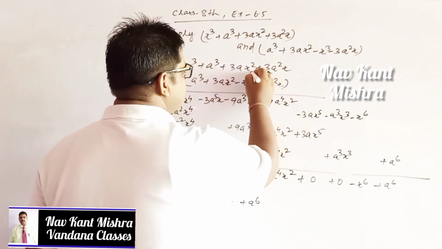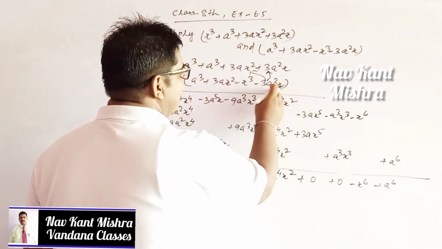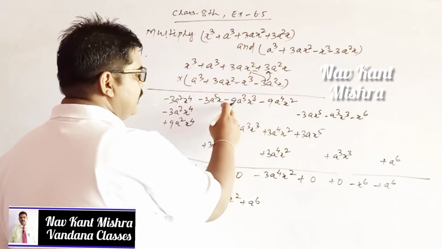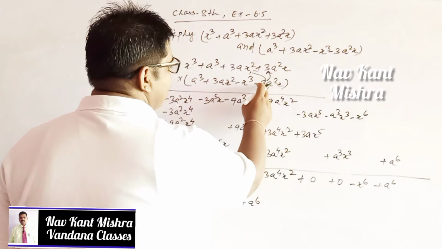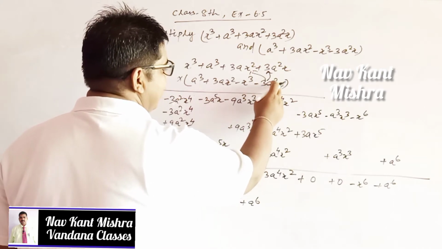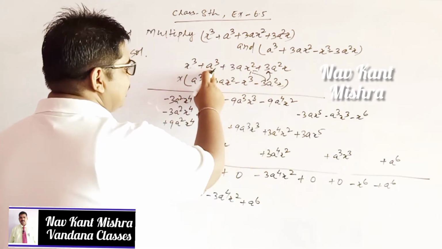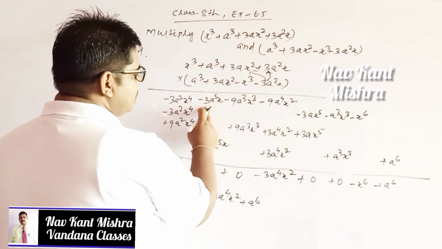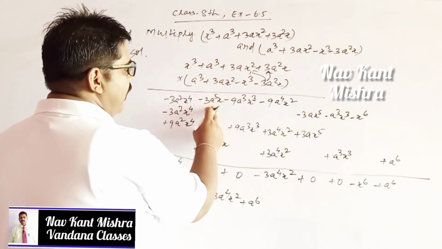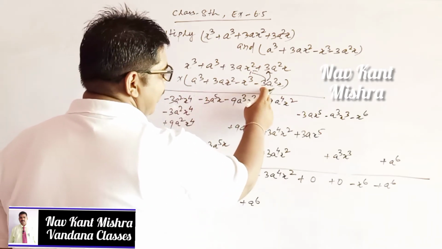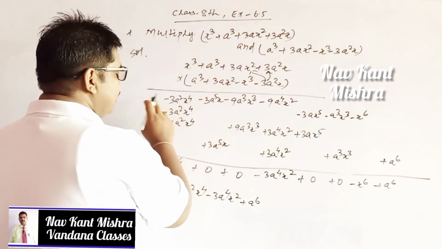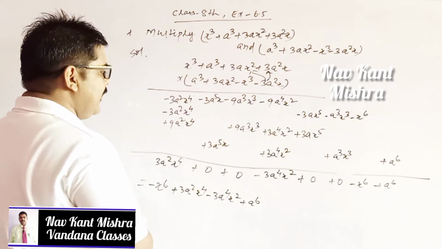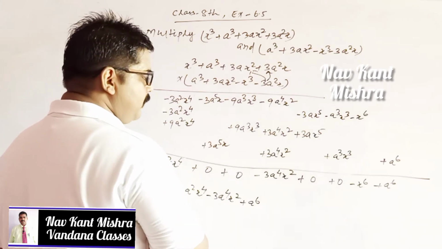Then you have to multiply minus 3a squared x by 3ax squared, then you get minus 9a cube x cube. When you multiply minus 3a squared x by a cube, you get minus 3a to the power 5 x, and when minus 3a squared x is multiplied by x cube, then you get minus 3a squared x to the power 4.